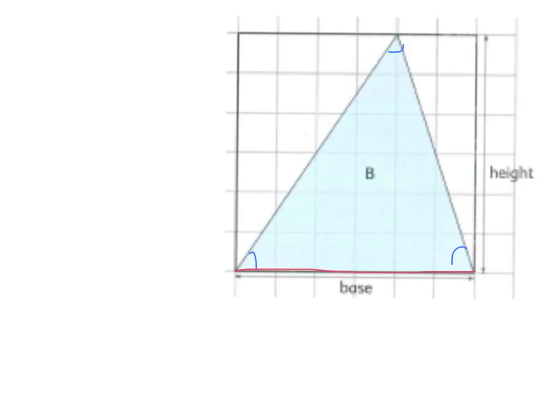But the height is actually the distance from the furthest corner straight to the base. We call it the perpendicular distance because perpendicular lines are lines that make 90-degree angles. So the height of this is actually from the top all the way down where this green line is to the bottom. There will always be a right angle where the base and the height meet.